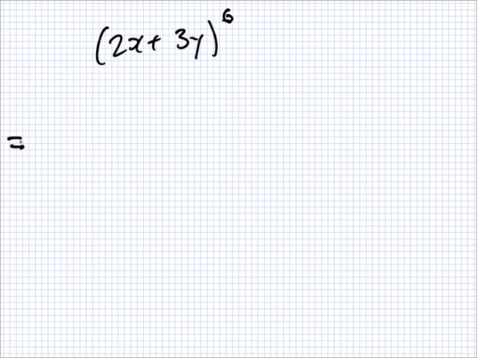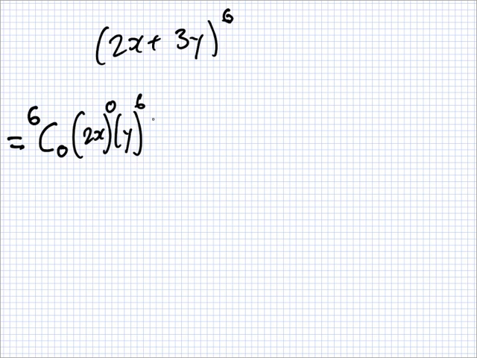Do you know what I have first, Alfreda? What do I write down first if I want to expand? What do I put on my C here? What goes on the top and the bottom? The top is 6. Yeah, and the bottom is 0. Good. And then I have a 2x and a y. What powers will I put here? 0 and 6, or 6 and 0.